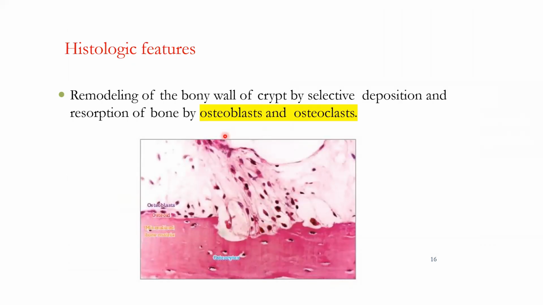The remodeling of the bony wall is by both osteoblasts and osteoclasts. Osteoblasts are the cells which are seen at the periphery lining the bone, and these are responsible for the formation of the bone, whereas osteoclasts are situated within the Howship's lacunae, and these are responsible for resorption of the bone. Whereas osteocytes are the cells which get trapped within the bone, and these maintain the homeostasis.